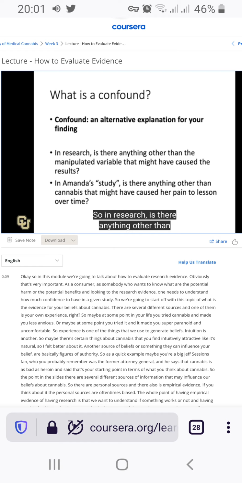So in research, is there anything other than the manipulated variable that might have caused the result? So is there something else besides cannabis that might have caused the results? Or in Amanda's study, is there anything other than cannabis that might have caused her pain to lessen over time? That's another way to look at this.